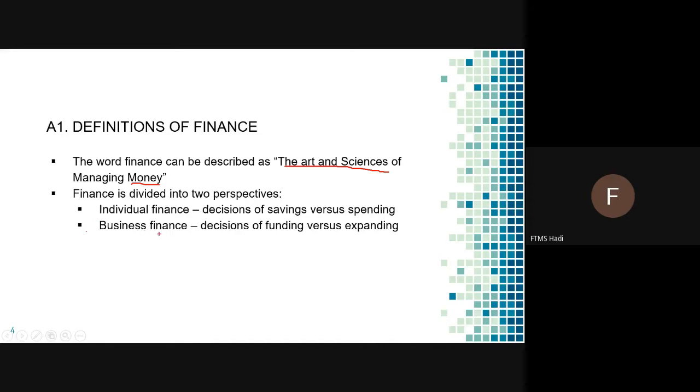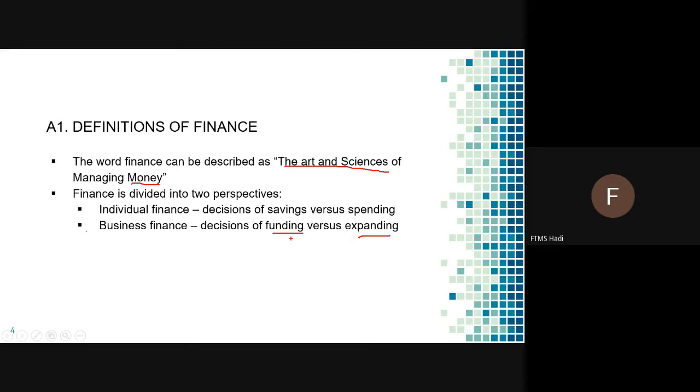But as far as business finance is concerned, which is about a company, it is the decision of funding versus expanding. Some of you might know about this one. Funding means how a company wants to find money, where the company wants to get the money from. I will give an example. Usually, if you want to start a business, you don't have money. Therefore, you do analysis and make a decision on having financing or funding. One of the alternatives may be a loan from a bank. Another alternative is capital, asking for capital not only from yourself but also from other partners, and so on.